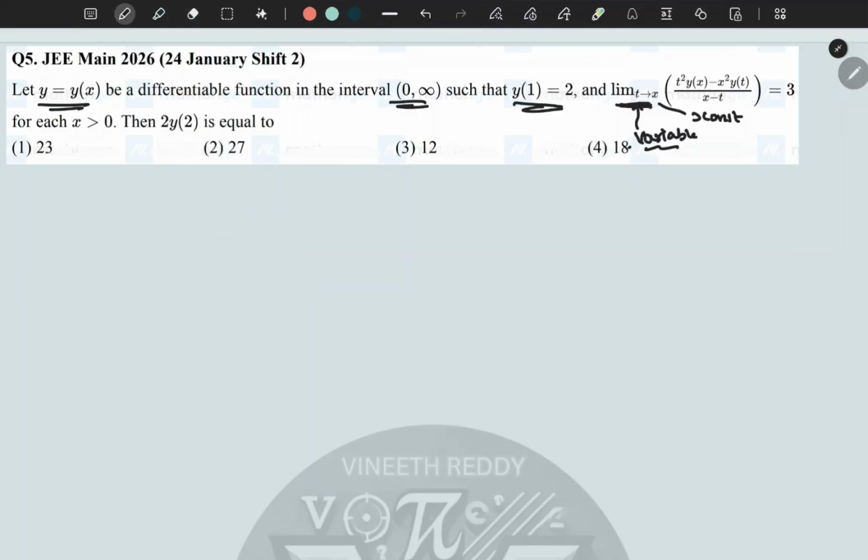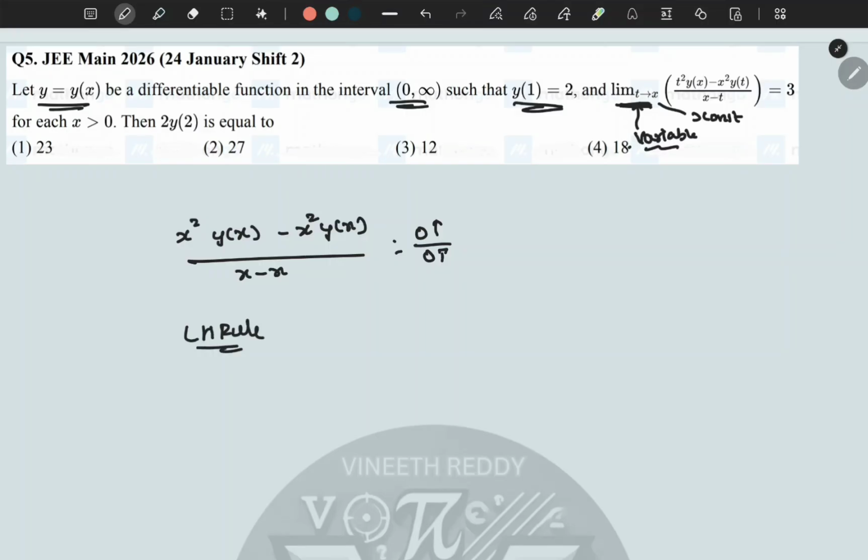Okay, now whenever we have limit questions, simply try replacing t with x and see what will happen. We get x² y(x) − x² y(x) divided by x − x. So this is 0 by 0 form, an indeterminate form. In this case we can apply L'Hôpital's rule. And what does the rule state? Whenever we have an indeterminate form of the type 0 by 0 or infinity by infinity, we can apply the rule, which states we can differentiate the numerator and denominator independently.